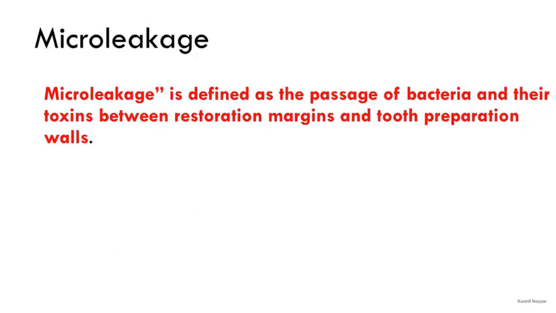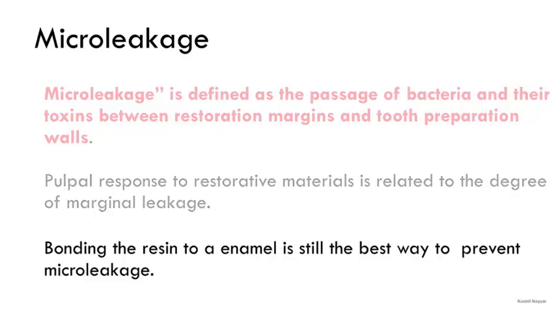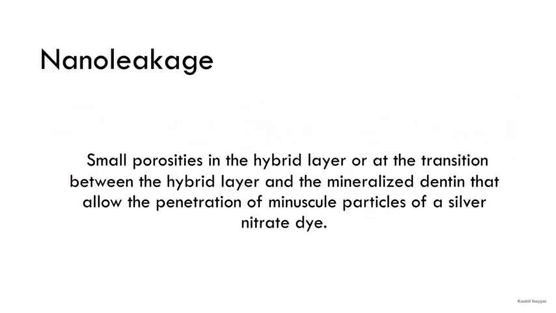What is microleakage? It is defined as the passage of bacteria and their toxins between the restorative margins and the tooth preparation wall, which can lead to secondary caries, and the pulpal response to restorative material is related to the degree of marginal leakage. Bonding resin to enamel is still the best way to prevent microleakage, because enamel has more mineral content, and the locking pattern is excellent in enamel as compared to dentine.